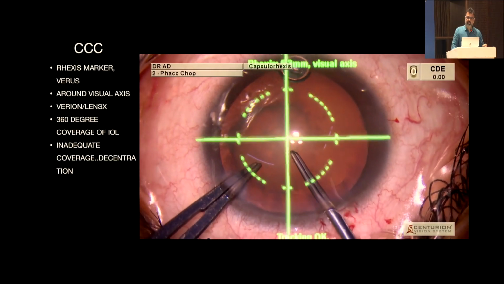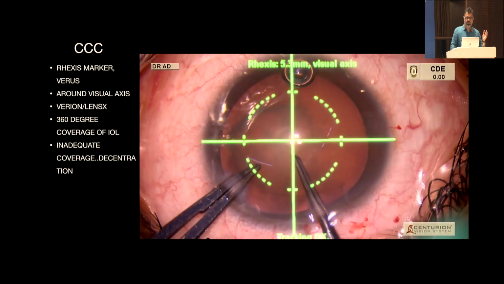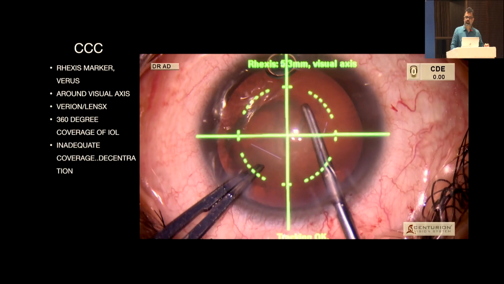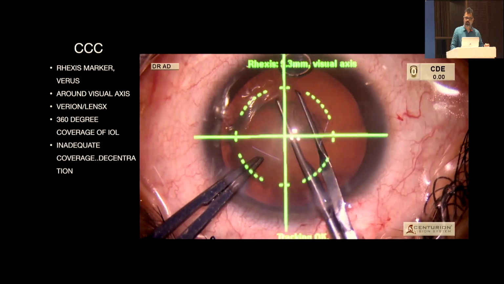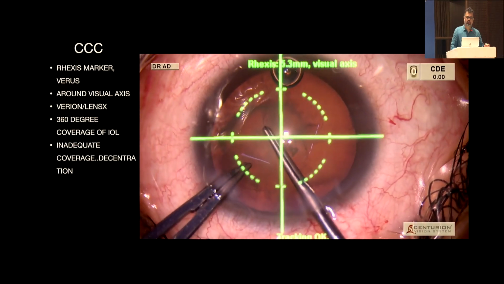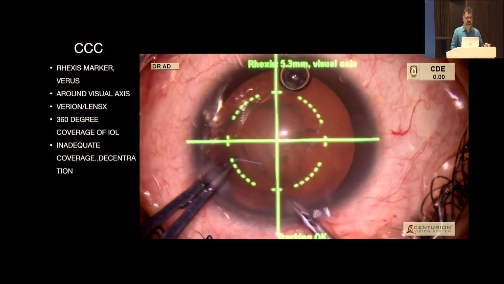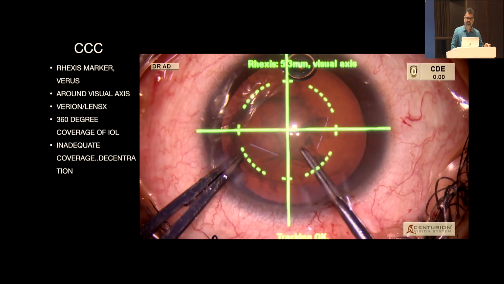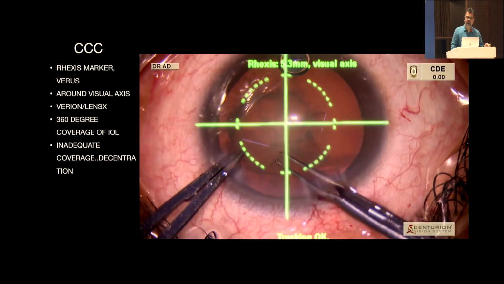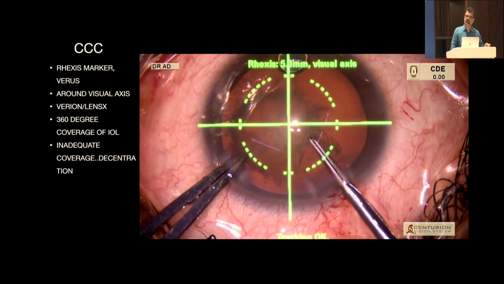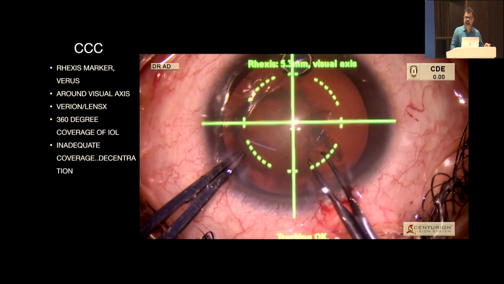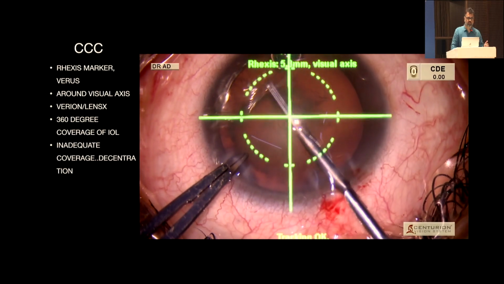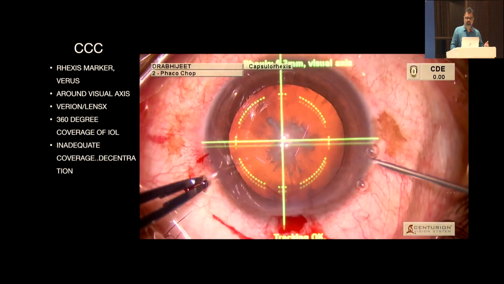The CCC is basically very important. You would aim at a good overlap. So anything below a 5.2 or a 5.3 would be ideal, and not too less than 4, because that would give a high chance of phimosis. Now here I am using a rhexis marker from the Varion. I have aimed it at 5.3, but I try to go below it. So I end up with a 5.2 or a 5.1. You can also use rhexis markers like Verus and other things.